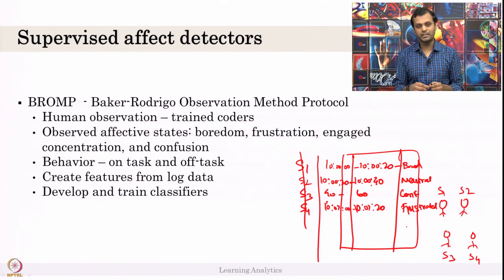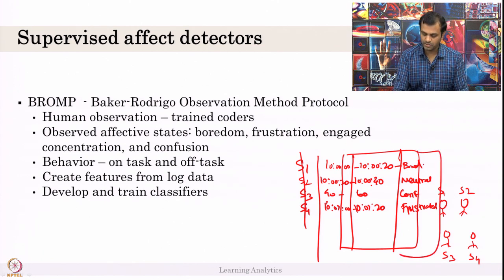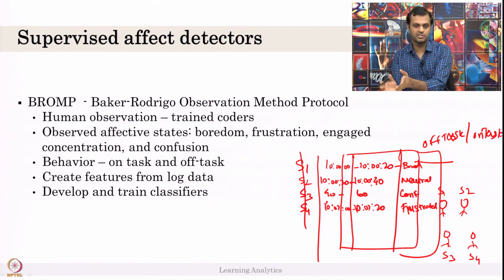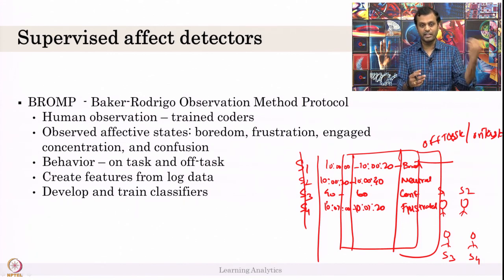You can not just observe the emotion, you can also have another table for the behavior: are they off task or on task? It's very easy to detect. This is one of the easiest to detect. Are they talking about the task they are doing, or just talking about some other topic and still engaged? That's also something you can observe.